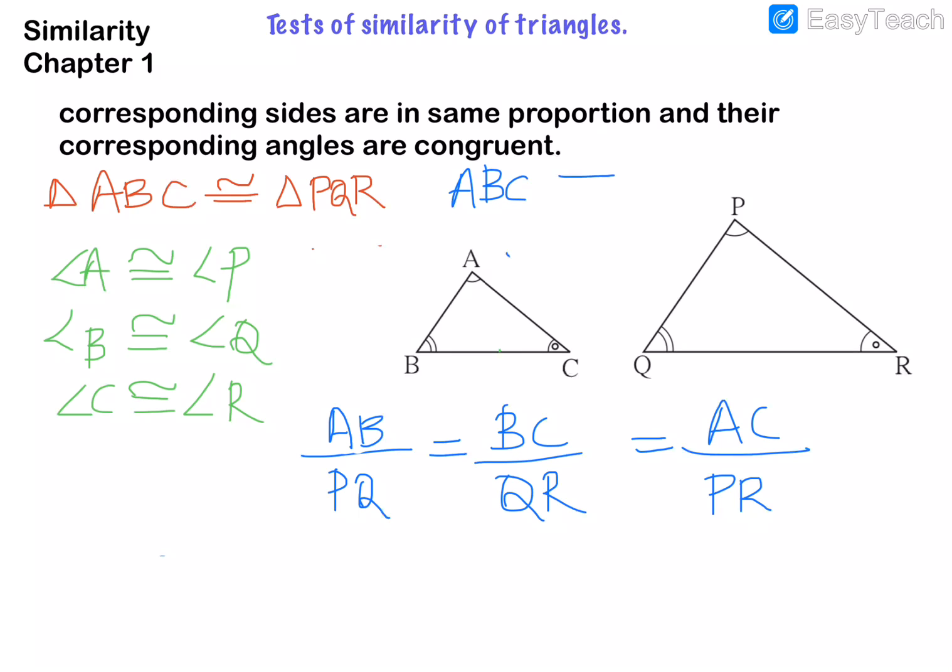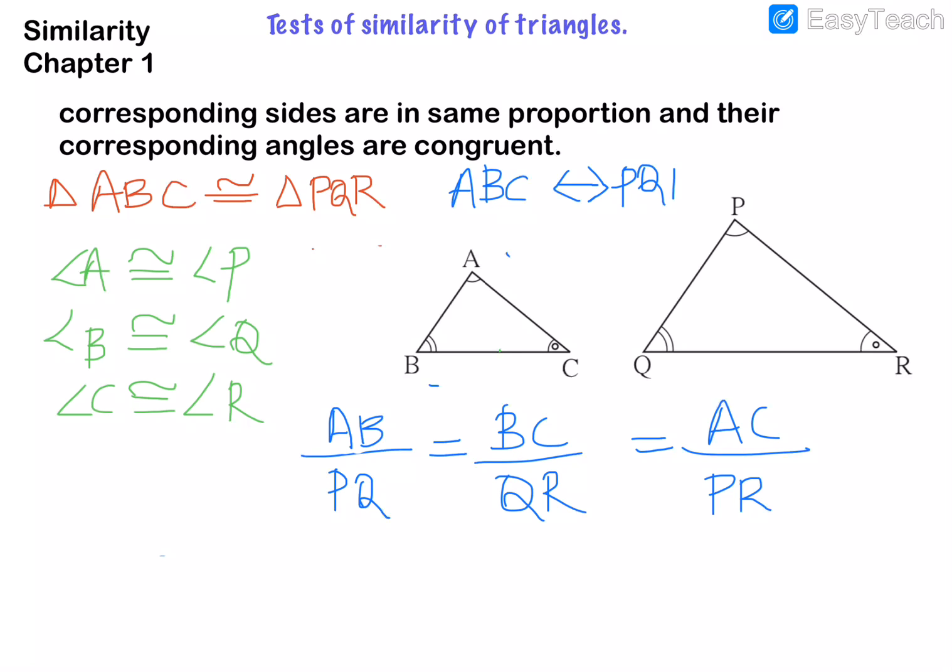This is the first triangle, the sides of the first triangle. The symbol of correspondence: ABC corresponds to PQR. So the side corresponding to A in the second triangle is P, and the side corresponding to B is Q. So we will write Q.